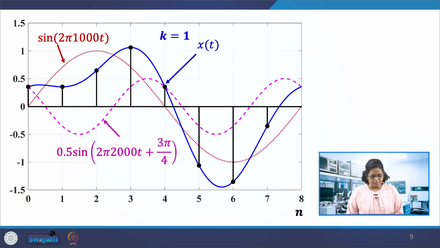Now this signal x of t is plotted over here, which has two components: sine 2 pi 1000 t and 0.5 sine 2 pi 2000 t with the phase shift. This is the second component, the pink one, and this is the first component. Adding the two results in x of t, which we are going to sample. You can see the blue line, which is the signal we are going to take the DFT of.